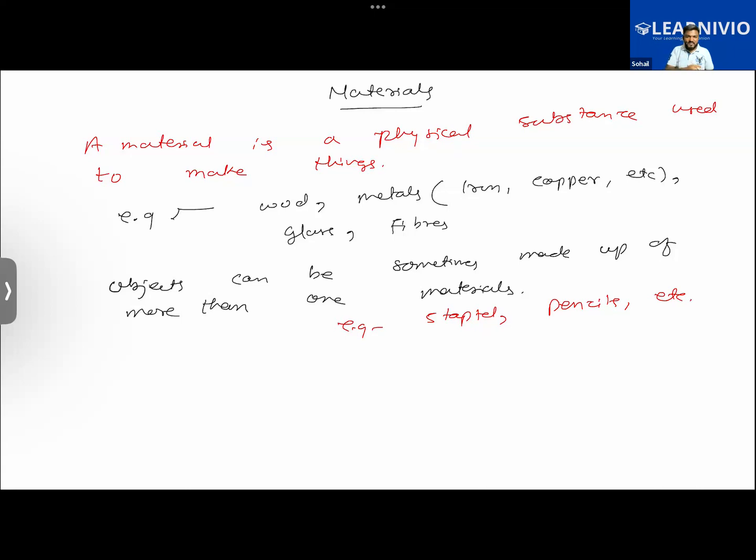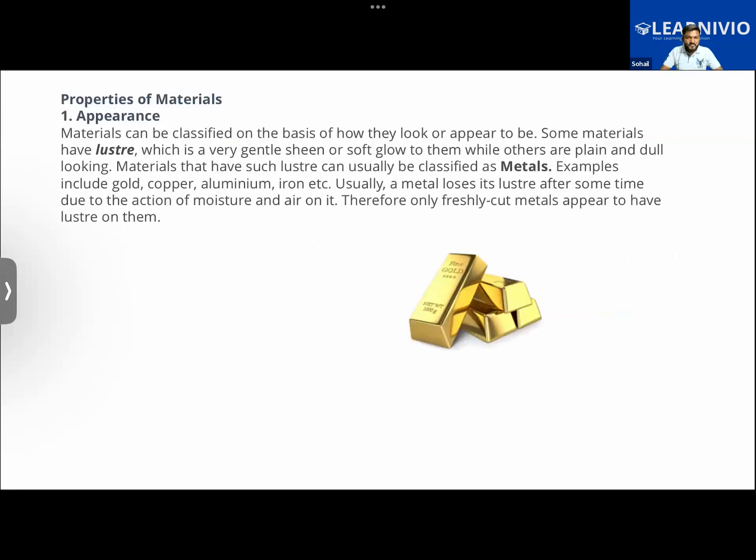And so on. We have several other examples. For example, we have to construct bridges. In order to construct a bridge, we would require some raw material, which would be iron. Okay. Furthermore, the different objects that we see around us can sometimes be made up of more than one material. For example, a stapler, a pencil, etc. would be made up of more than one material.